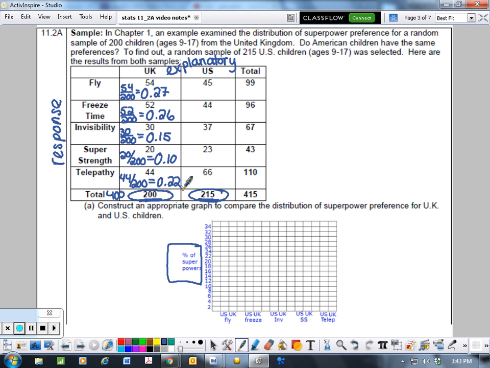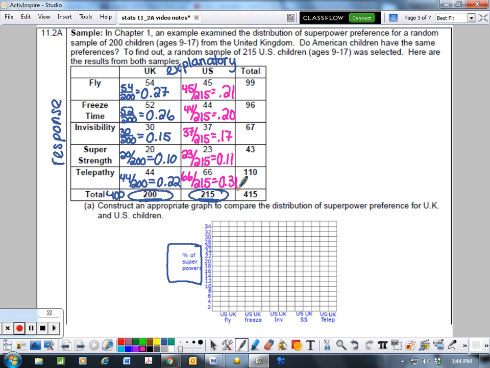And so we're going to compare those over here with the United States. So this is going to be 45 out of 215. And so that's going to be 0.21. And then 44 out of 215, which is 0.20. And then 37 out of 215, which is 0.17. And then 23 out of 215, which is 0.11. And then 66 out of 215, which is 0.31.